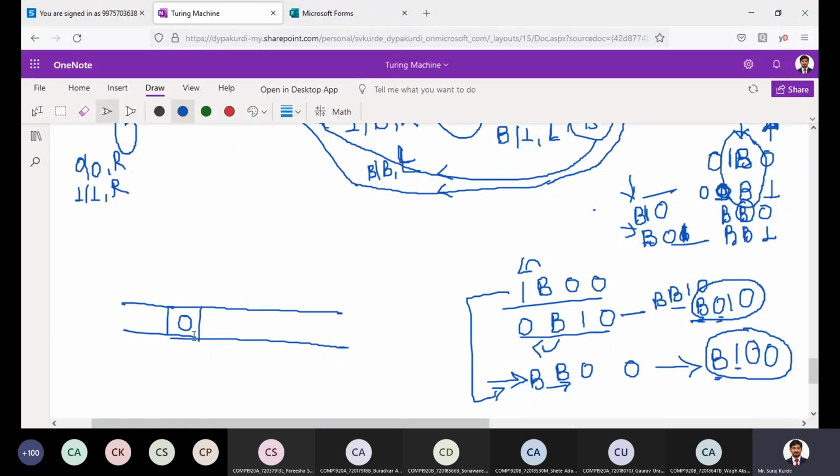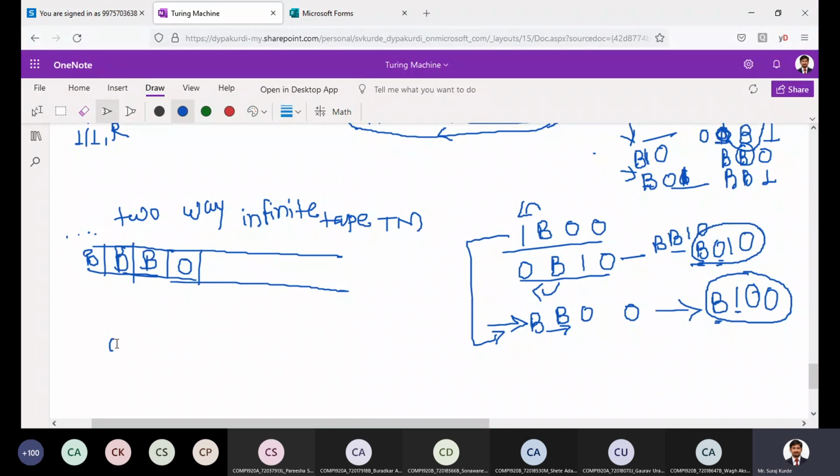So another version. Now this is one version of the Turing machine where there are blanks on the left side as well. This is called the two-way infinite tape Turing machine. And what examples have we seen earlier? Those are the one side or one way infinite tape Turing machine.